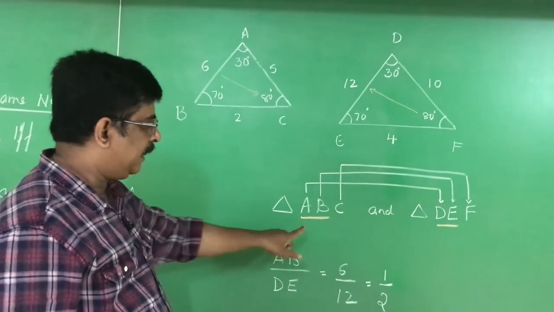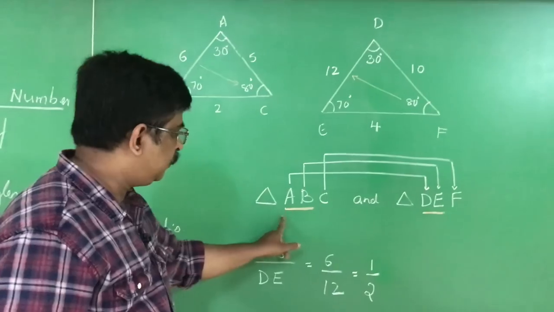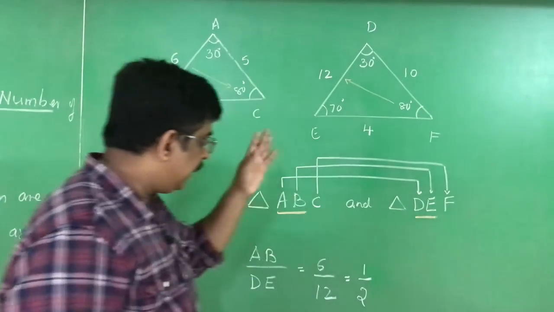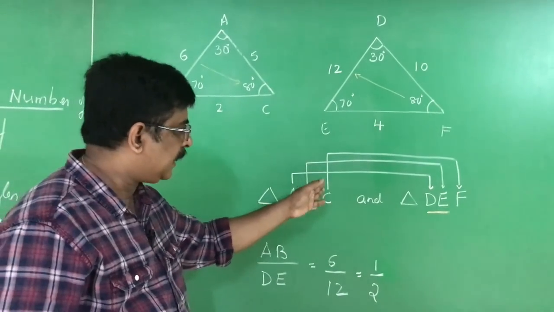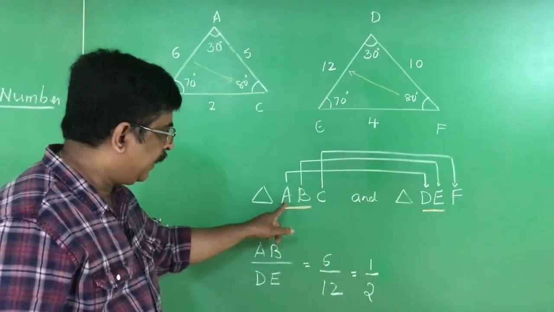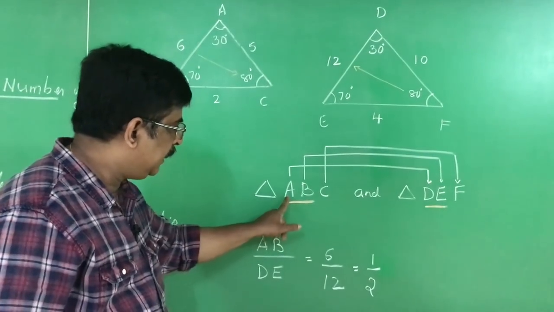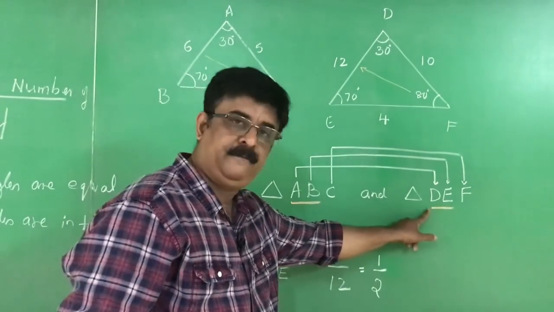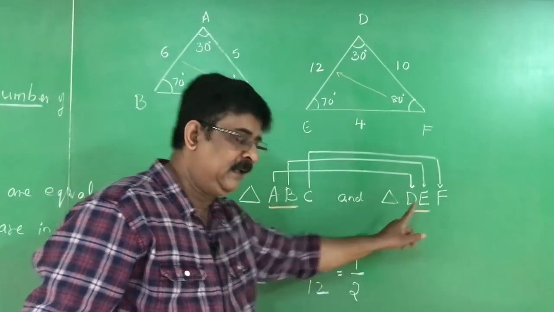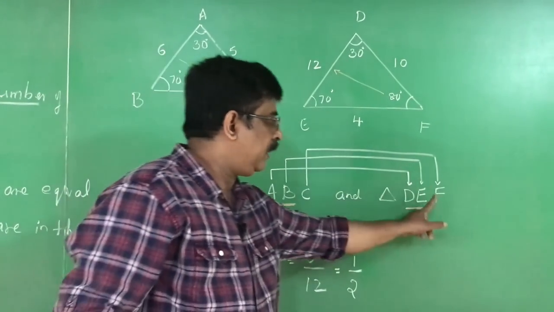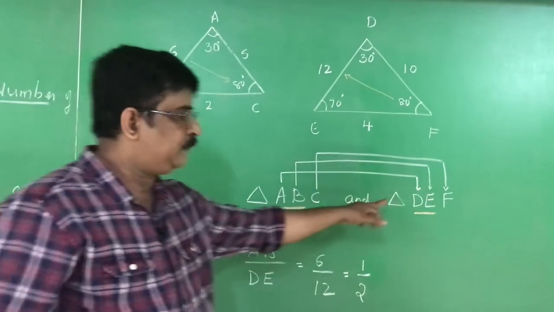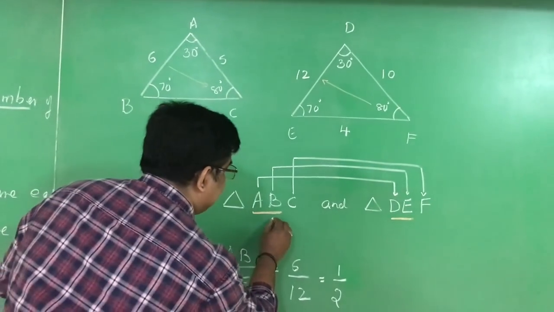To identify that one, I made a shortcut. First two are corresponding. How did I understand? I wrote the names of the triangles according to their corresponding angles. A corresponds to D. First is first. Second, B corresponds to E. C corresponds to F. Therefore, identify the corresponding side. Very simple. First two. Next is second and third.